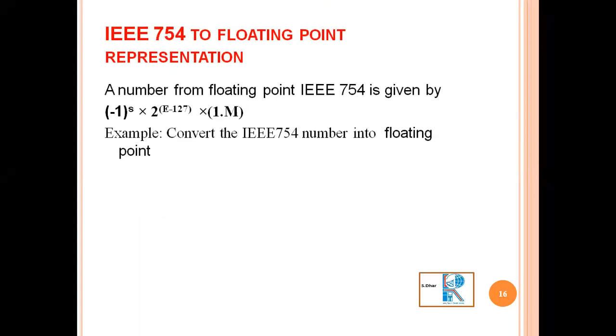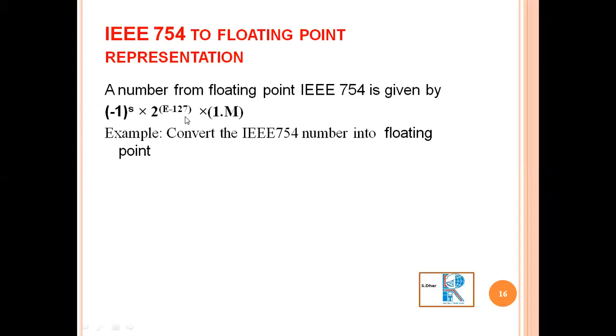Now the reverse representation. How to convert it into the opposite? If the IEEE 754 is given, how to convert it to the original number? Okay, this is the reverse representation. That means minus 1 to the power s, where s is the sign bit, into 2 to the power e minus 127, because the IEEE 754 number is actually binary.